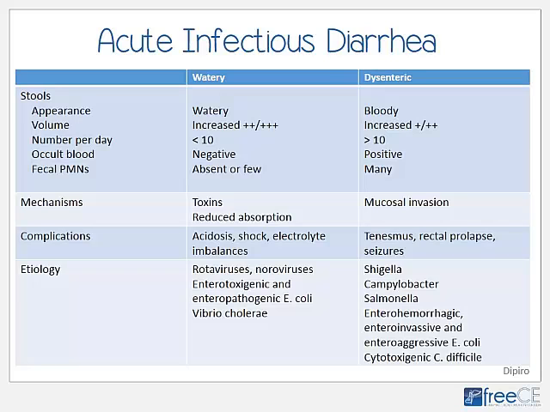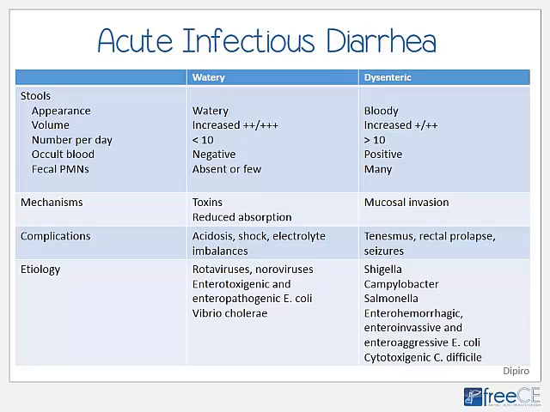In addition, we'll take a look at complications. In watery diarrhea, complications frequently include acidosis, shock, and electrolyte imbalances. Probably the reason for those specific complications seen with watery diarrhea is that you have such an increased amount of volume. It's such a large amount of volume that people really have difficulty with those specific types of complications that really speak to dehydration and fluid loss. Certainly you can have those same complications in dysenteric diarrhea, but the more common complications are going to include tenesmus, rectal prolapse, and seizures. But certainly you could have the same complications as watery diarrhea as well.